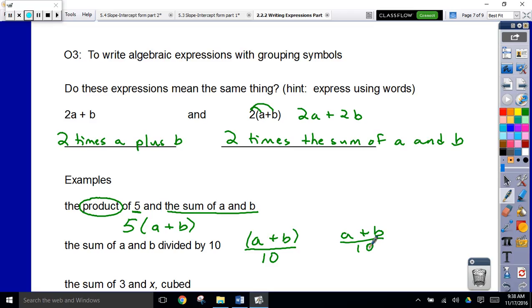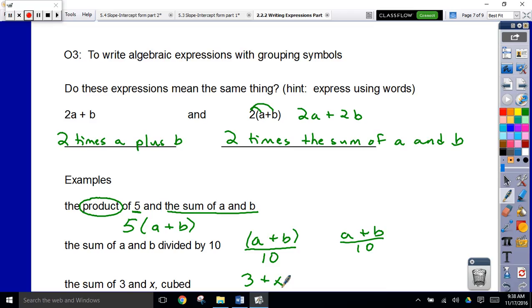The sum of 3 and x, comma, cubed. So this comma is telling me I have to find the sum of 3 and x and then cube it. Anybody want to say what you think that would look like? Thomas, you want to try it? If you do it like 3 plus x and x cubed. Well, no, it's not x cubed. It's the sum of 3 and x cubed.